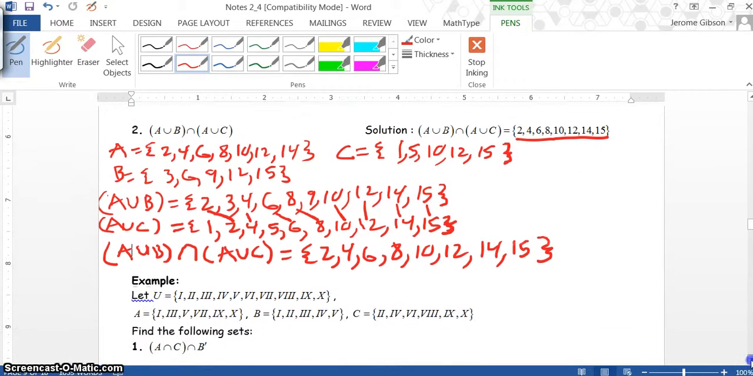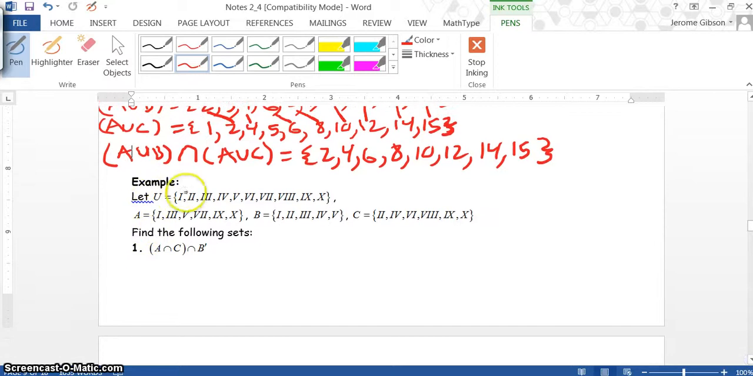Now we scroll down. We have an example: let the universal set be 1 through 10 using Roman numerals, and we add the values for A, B, and C. Now we have A intersect C intersect B prime. So basically, we want to intersect what's in A and C. So let's do A intersect C.